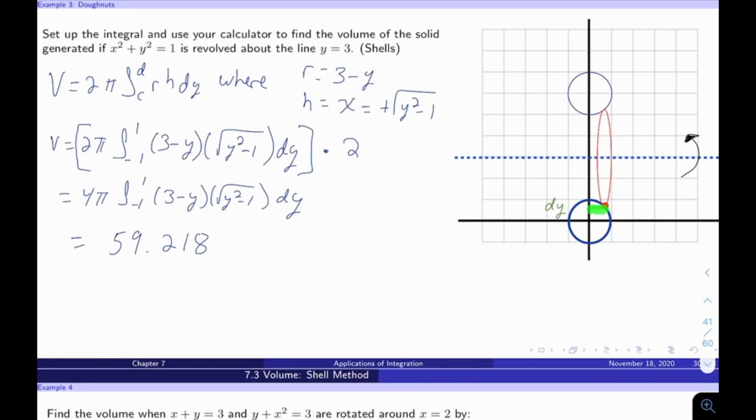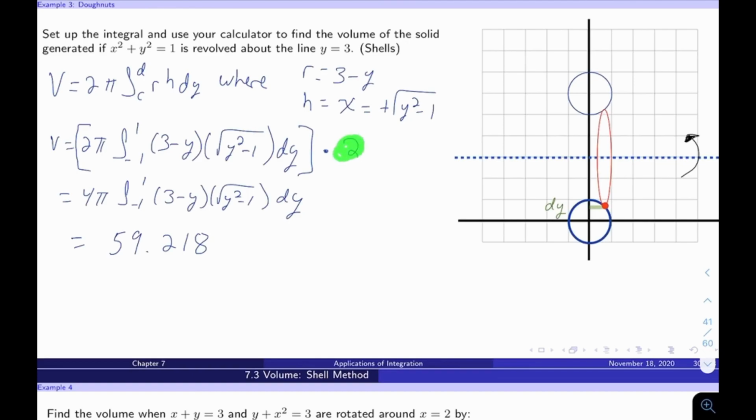What is the x coordinate of the function? Well, if I take this circle function and solve for x, it would be plus or minus root y squared minus 1. But since I'm only using the right half of the circle, I'm only going to use the positive part of the square root. So my height is positive root y squared minus 1. So again, I've got 2 pi r h set up. My y values, because it's dy, are going from -1 to +1. In other words, this point is traveling from -1 to +1 and creating all those right circular cylinders.